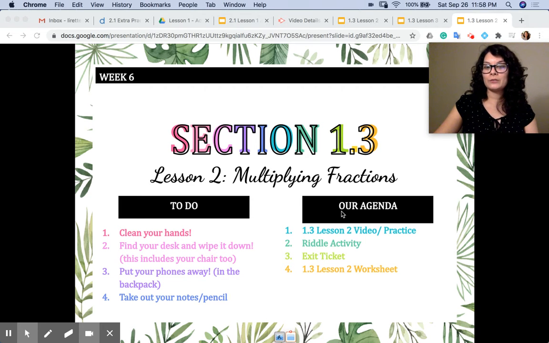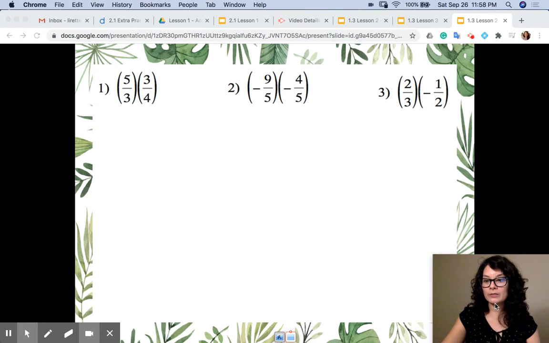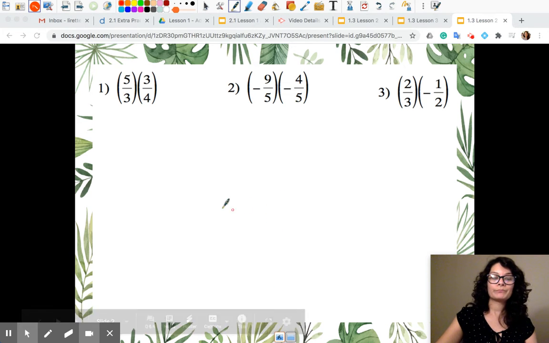So we're going to be continuing section 1.3. This is lesson 2, multiplying fractions. You'll need a notebook, something to write with, and possibly a scientific calculator. Okay, I'm going to have to move myself so we can see these problems completely. Take a moment to pause the video if you need to copy these examples.